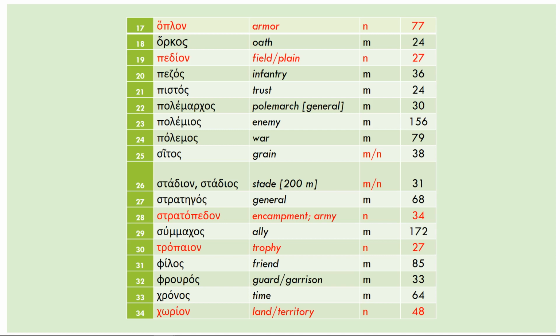Okay, so there we are with the nouns I'm going to give you for now, and the nouns we're going to concentrate on for the immediate future. There aren't that many of them. They might be worth learning. I would think they'd be worth learning, especially the ones that occur the most often. You see sumachos occurs 172 times. That's often. Polemios 156 times. That's pretty often. Hoplon 77 times. That's pretty often.